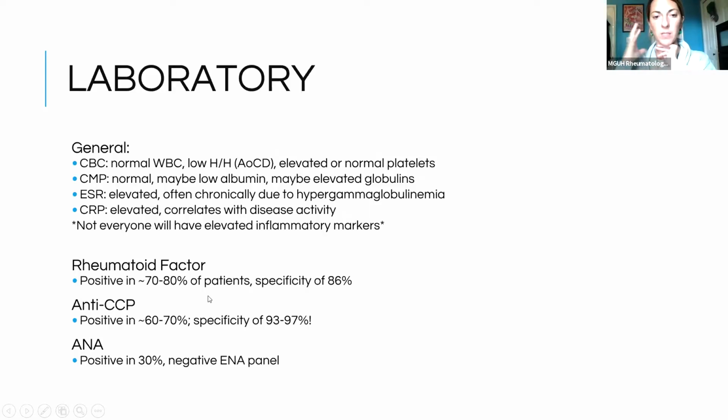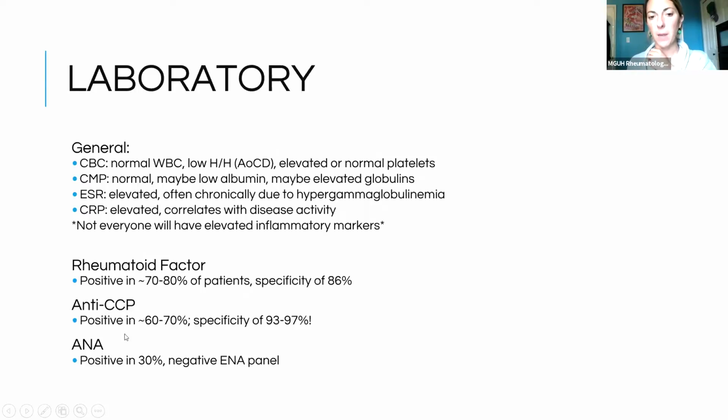So let's talk about our more specific testing, right? Rheumatoid factor, everyone has heard of a rheumatoid factor. It's positive in about 70 to 80% of patients with RA, which leaves a solid 20 to 30% of people who do not have a rheumatoid factor, who have RA. The specificity here, 86%, that's in people with arthritis that looks like RA. That's not in just any random person you check a rheumatoid factor in, right? Folks with hepatitis C will probably have a rheumatoid factor. Folks with a chronic infection of any kind could have a rheumatoid factor.